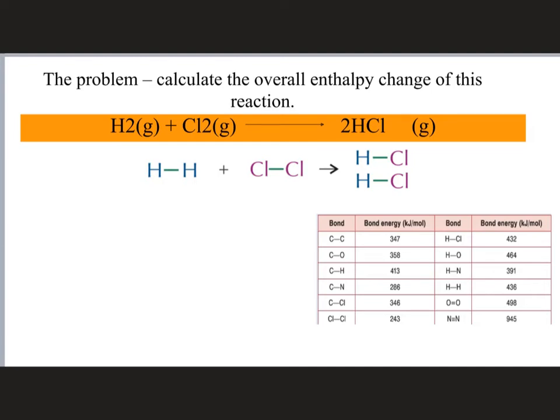So let's quickly do this little calculation then. First of all, I'm just going to draw a little table. So bonds broken, or in other words the bonds between the reactants, and on the other side bonds formed. In other words, bonds between the products.